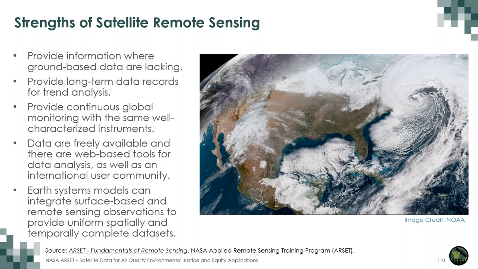Finally, satellite data can be integrated with other information sources, such as models and ground-based data, to produce combined data sets, which improve our understanding of environmental issues across space and time. You'll hear more about how this is being done for air quality from Susan Annenberg in just a minute.